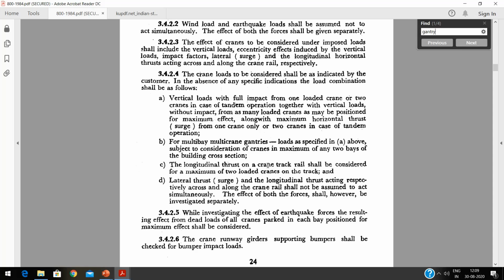The longitudinal thrust on the track shall be considered for a maximum of two loaded cranes on the track, and the lateral thrust, that is surge, and the longitudinal thrust acting respectively across and along the crane rail shall not be assumed to act simultaneously. The effect of both forces shall however be investigated separately. So these things you have to consider. According to our syllabus, we are not going to check these clauses right now, but in future you will find these things helpful.